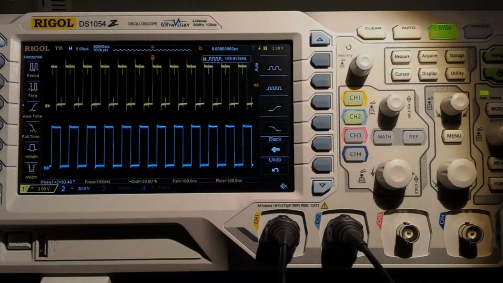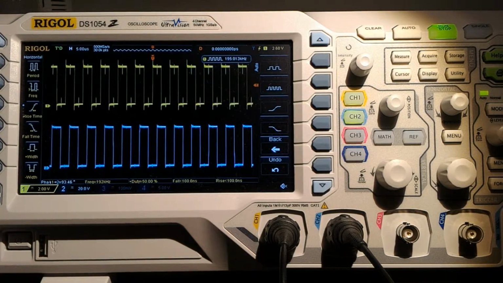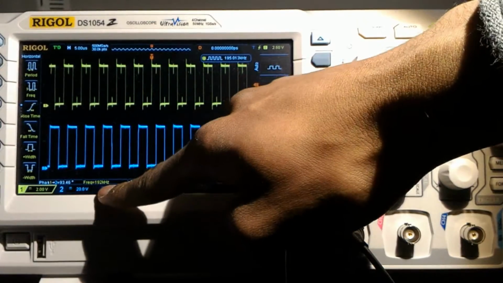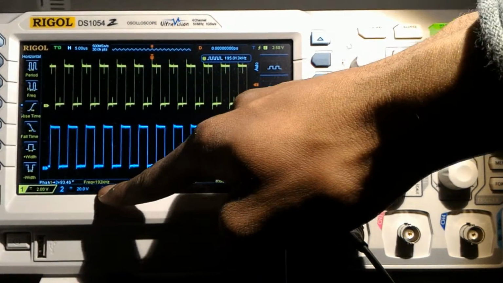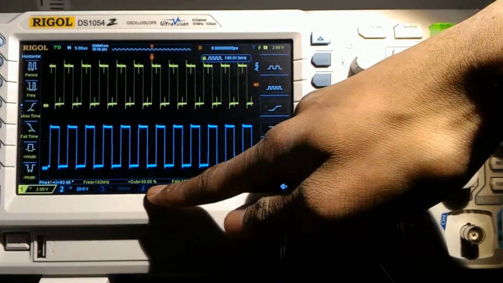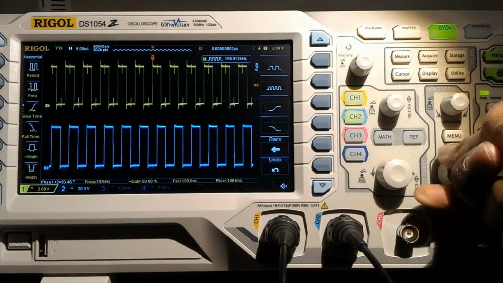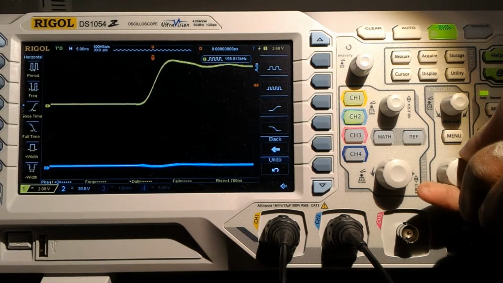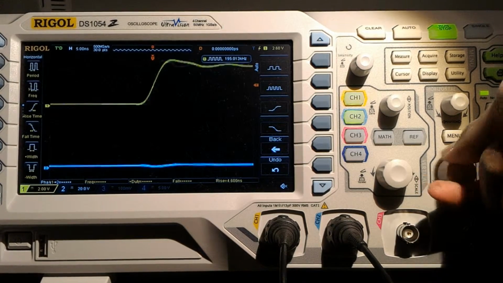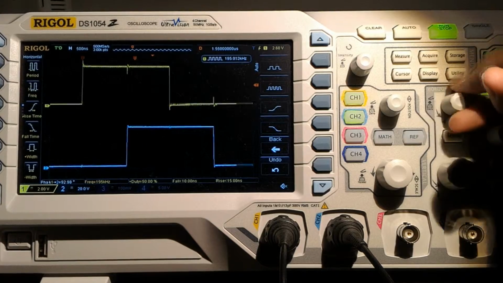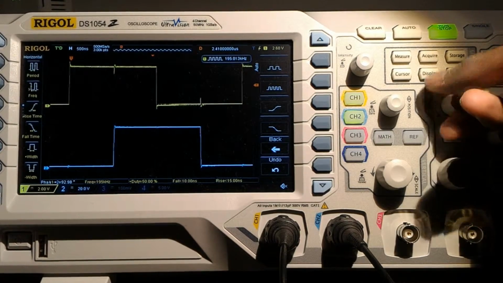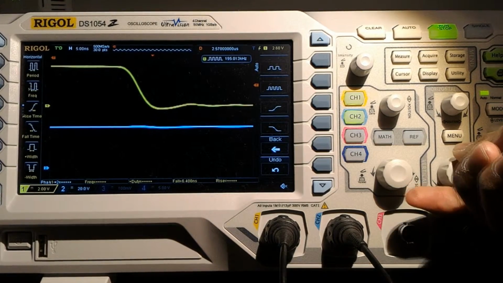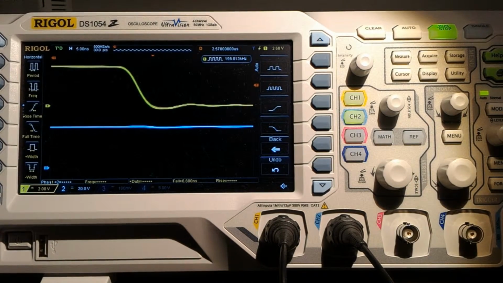So here we are currently switching at 200 kilohertz. The phase shift is 93 degrees. Frequency is 192 kilohertz. Duty cycle is exactly 50%. And if we zoom in, we have a rise time of about 5 nanoseconds. And a fall time of again 6 nanoseconds.